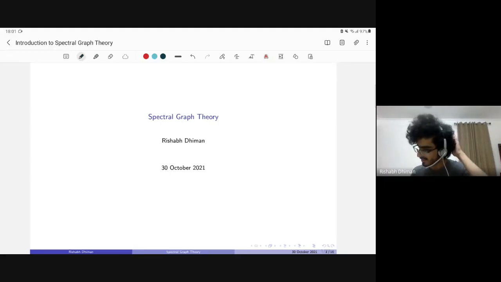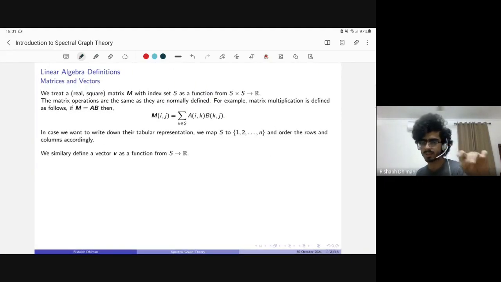I'll just get into some linear algebra definitions first. These vary slightly from what you might be used to because it generally helps with how we work with the graphs. So, you might be used to the definition of a matrix being an n by n grid, or n by m in general, with numbers at different places.